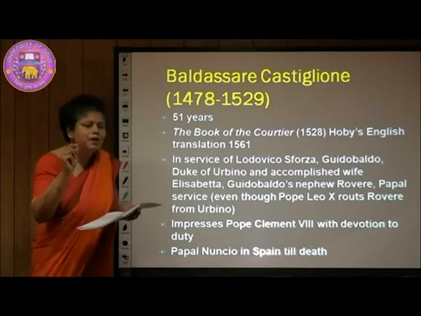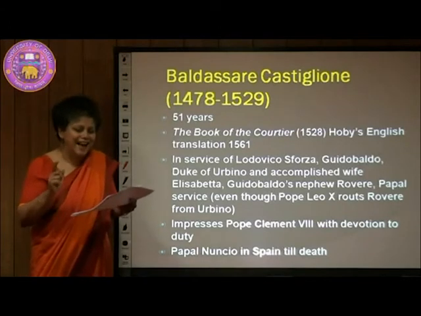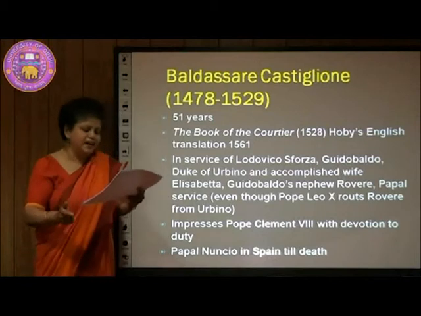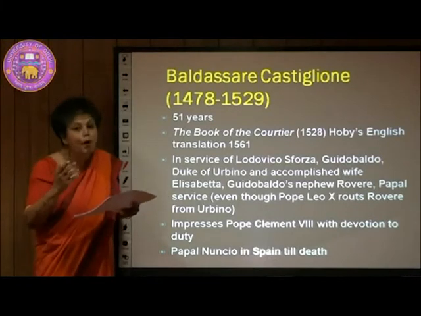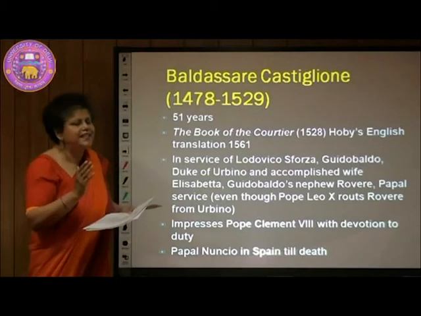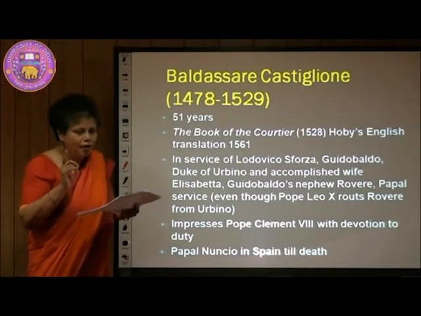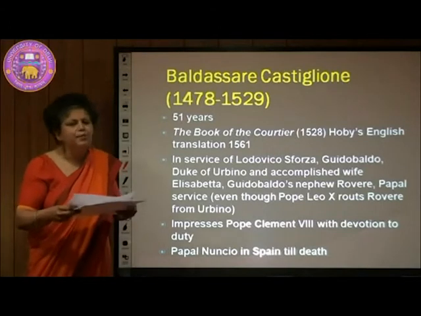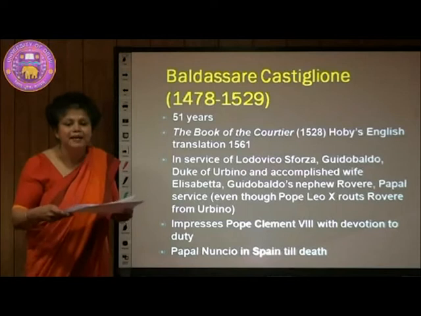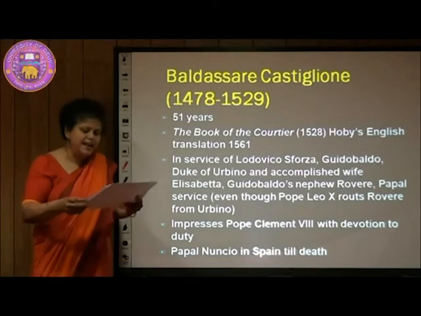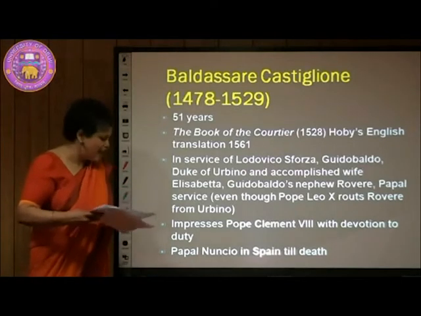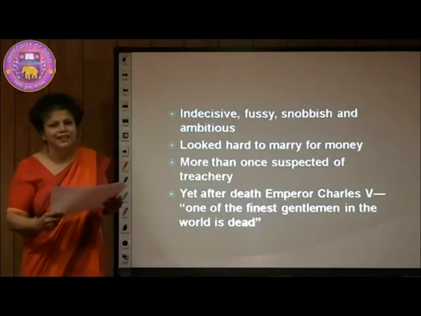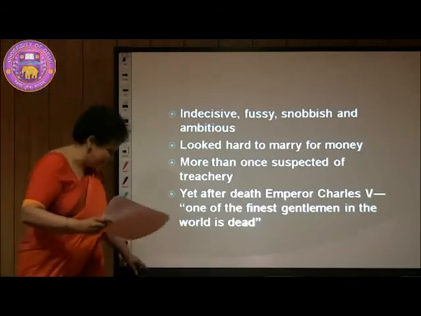Now note the number of masters that Castiglione has had. He served Sforza, he served the Duke of Urbino, he served Rovere, he served the Pope. He has served all these successive employers successfully. All right? But actually, he was snobbish. He married for money. He was fastidious. He wasn't a very nice man. But in spite of that, when he died, the Emperor Charles V said, "One of the finest gentlemen in the world is dead." Now, why did he say this?